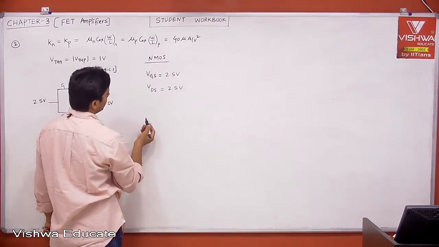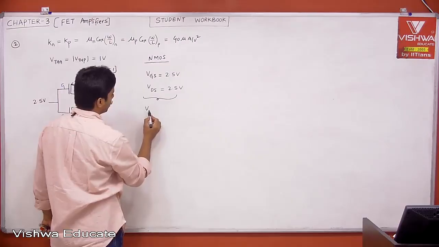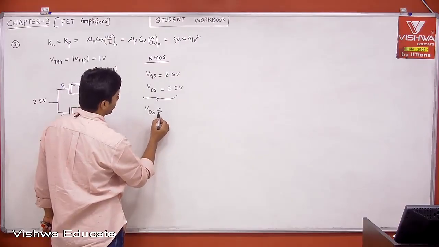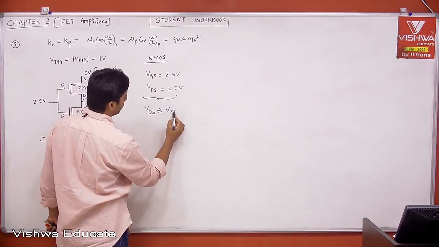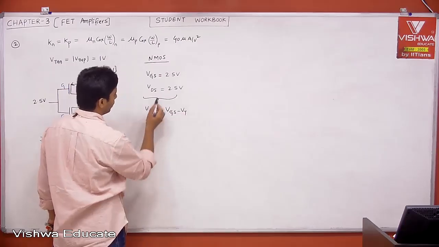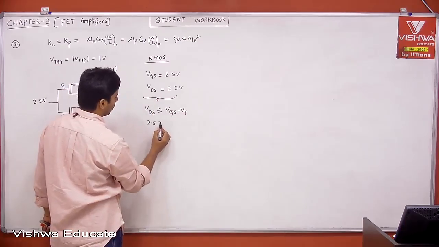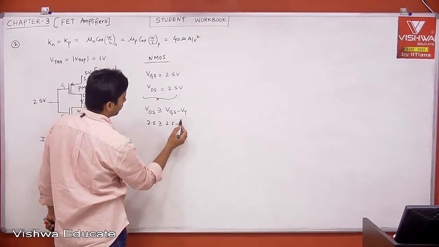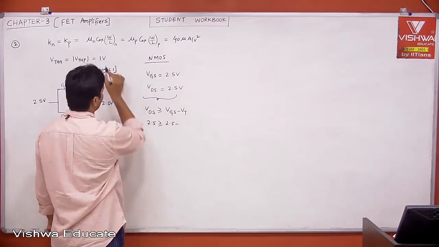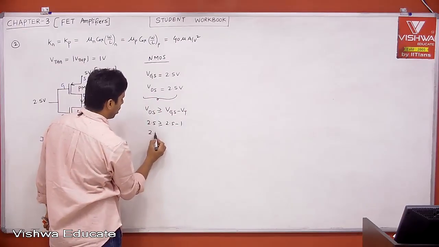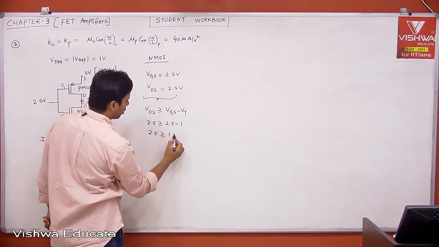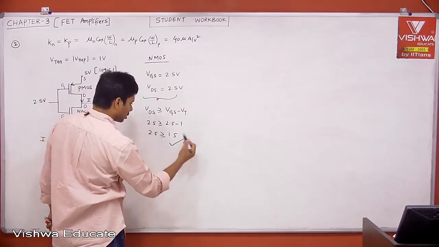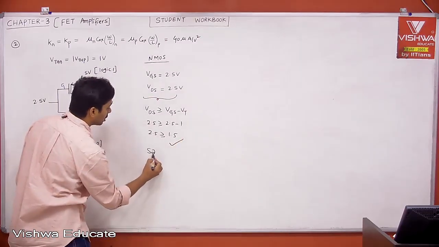Therefore, what is the region of the transistor? Let us see whether it is in saturation or not. What is the condition for saturation? VDS should be greater than or equal to VGS minus VT. VDS is 2.5, greater than or equal to 2.5 minus VT. What is VT? VT is 1 volt. Therefore, 2.5 is greater than or equal to 1.5. Is it true? Yes, this is true. Therefore, the transistor is in saturation.